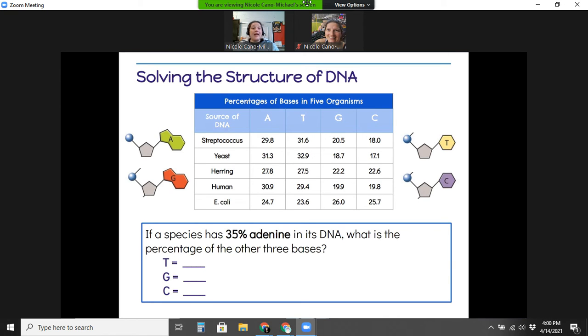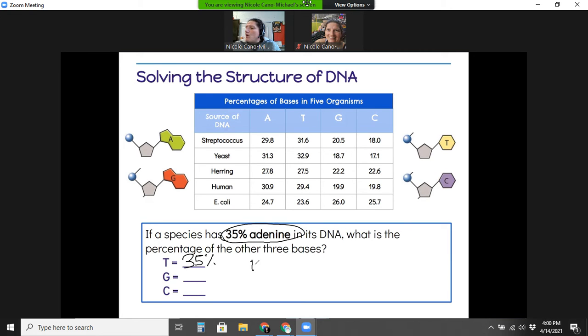So let's take a look at another problem. Any species has 30% adenine. Just whatever, species X has 30% adenine in its DNA. What is the percentage for the other three bases? So if I know that I have 35% adenine, then that tells me that I automatically should know I have 35% thymine, because adenine and thymine, according to Chargaff's rules, are always going to be present in equal amounts. All right, cool. So let's figure this out.